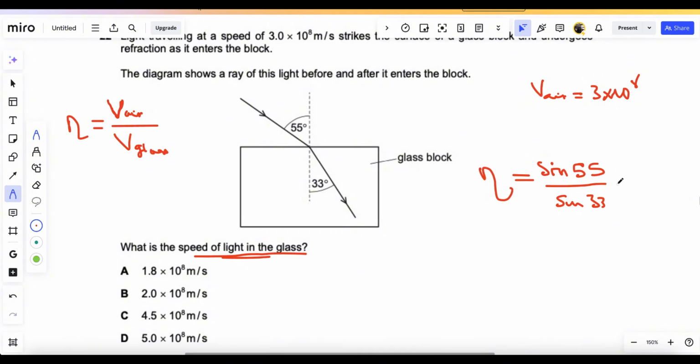What do we get for the top one? We get 0.819. We can stop there, or 0.8192. Then for the sine 33, what do we get? Sine 33 will be something like 0.5446.